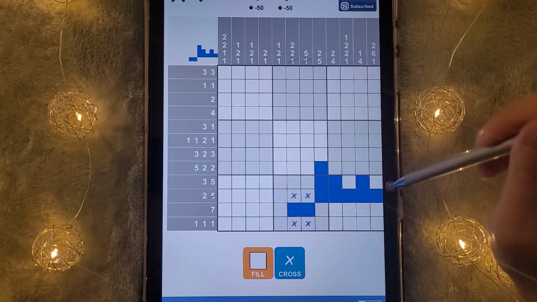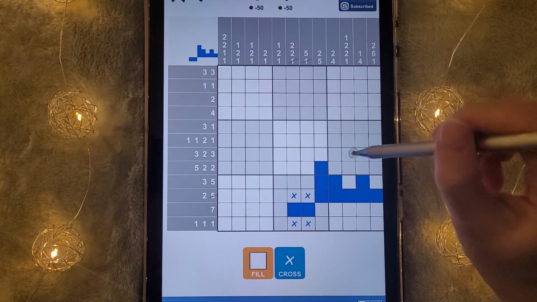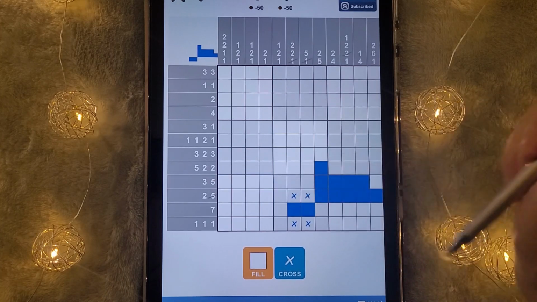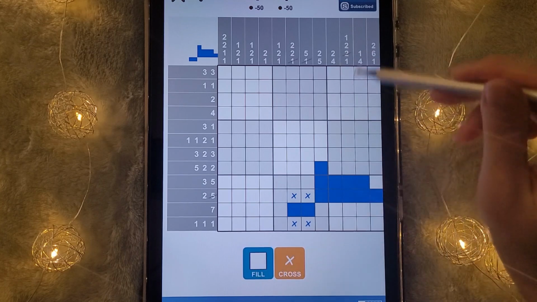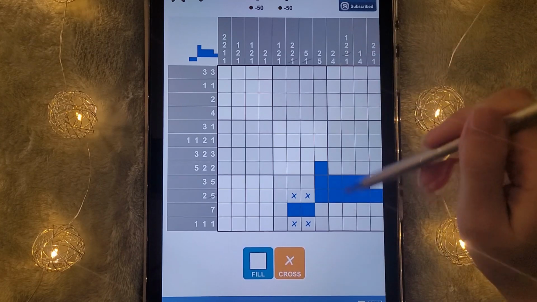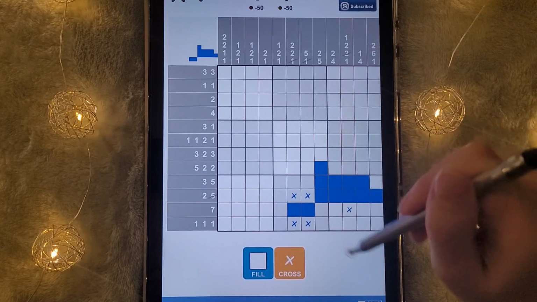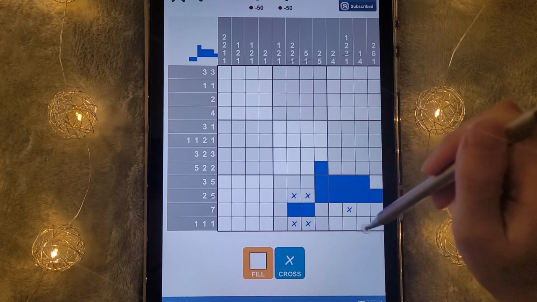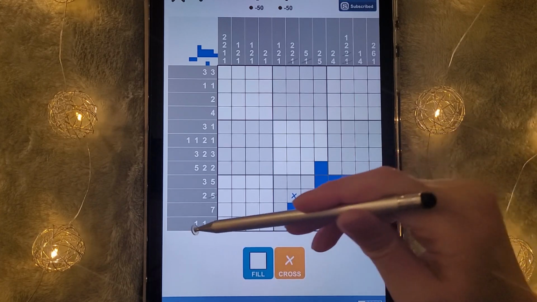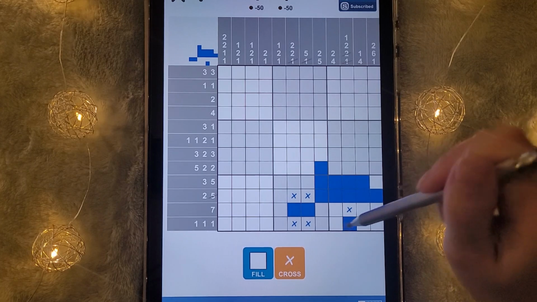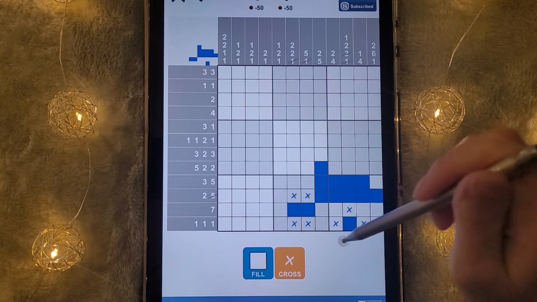But I can actually connect these for the 5 on the end of that. And then now I know that in this column here, this is a 2, so that has to be an X in between for the 1 to go there. And I know there are only 1s in this row, so there are X's on either side of that.